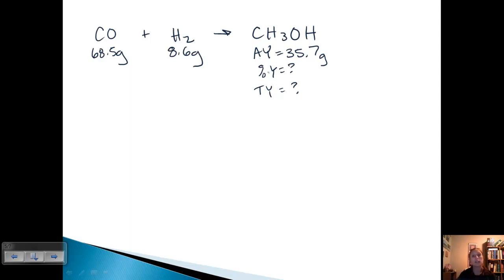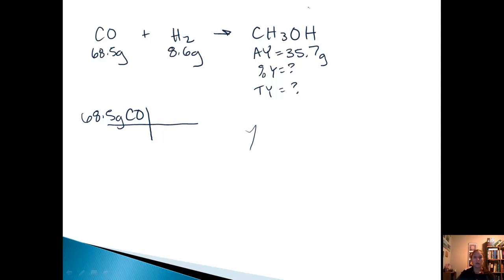Well, if we want to know how much is theoretically produced, we need to find our limiting reactant. That's our first step. So let's take 68.5 grams of carbon monoxide. We're going to need to go all the way to grams of CH3OH, or at least moles, so we can compare. So we use the molar mass of carbon monoxide to get moles, then the mole ratio, and then the molar mass of CH3OH. Since this is review, if you want, go ahead and pause the video, do this on your own, and then fast forward to the answer and see if you get it right. And then you don't have to listen to me.